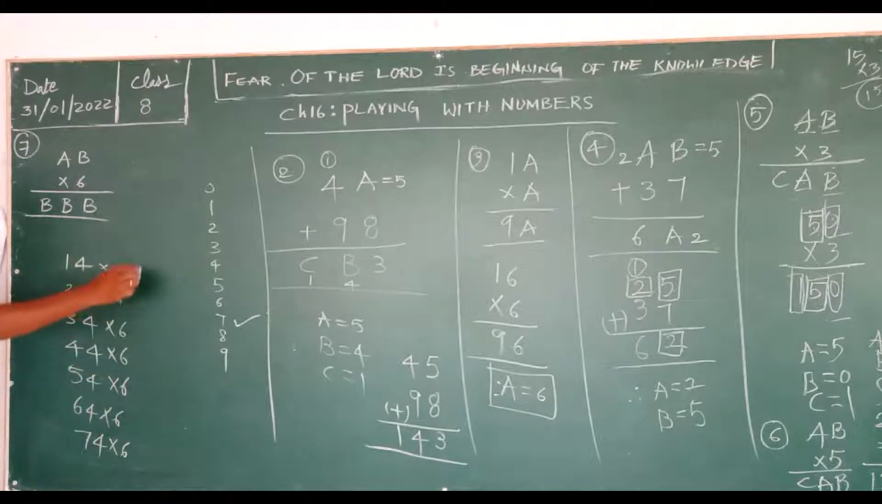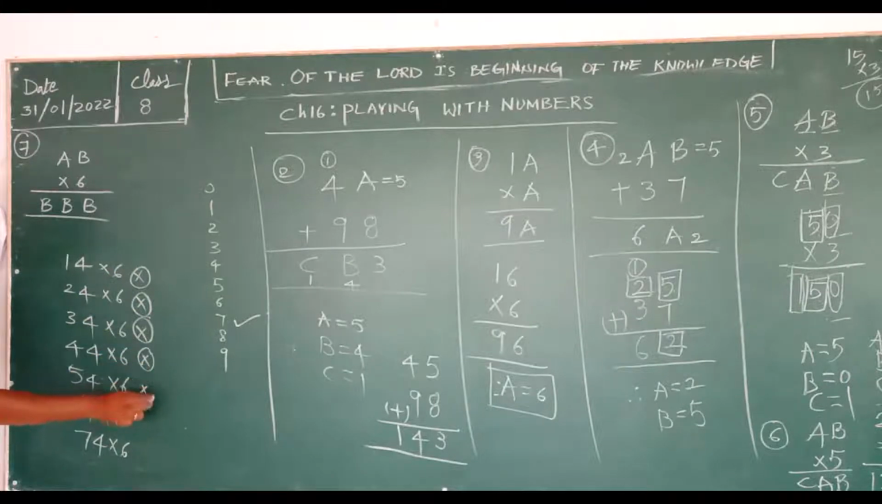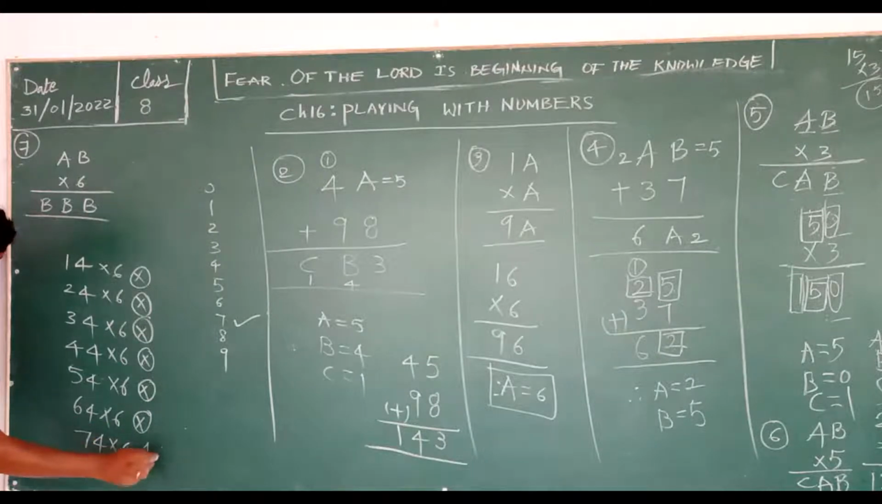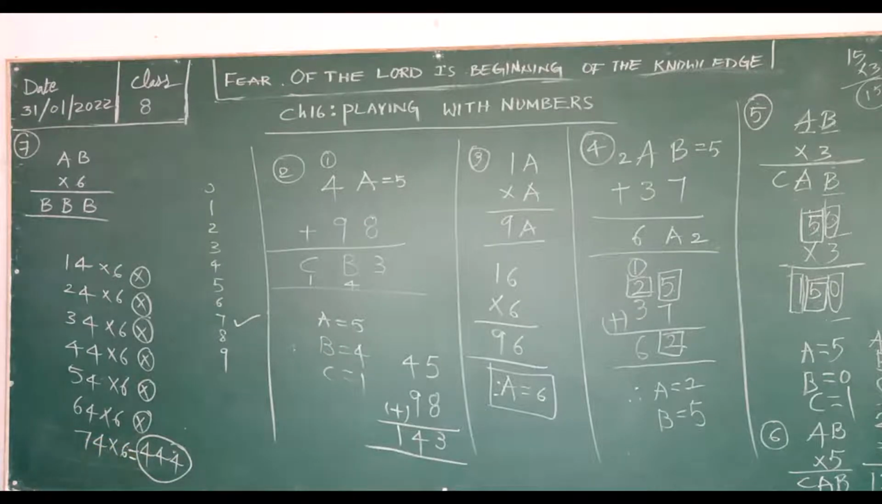When you are checking, these all cannot be your answers. You won't get them as answers. So let's check this part. What you are going to get is 444. So which is going to be your answer? This 74 into 6 is equal to 444. You have to check 14 into 6, possible? No. 24 into 6, possible? No, you won't get it, because all the numbers should be the same. When you multiply 74 with 6, you get 444.